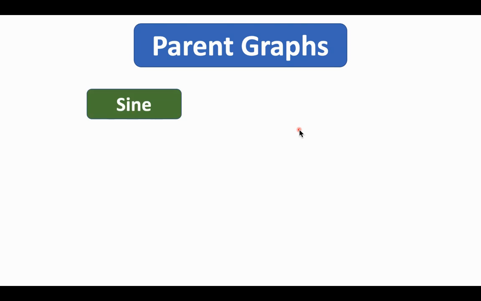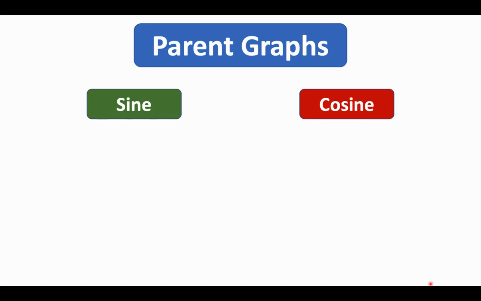The two parent graphs that we are covering in this video are sine and cosine. We do have one more trig function that we'll be going over in the next video, but that won't be till next week for tangent. But for now, it's just sine and cosine. So first off, starting off with the parent functions.